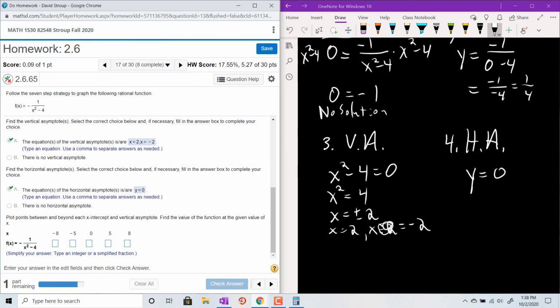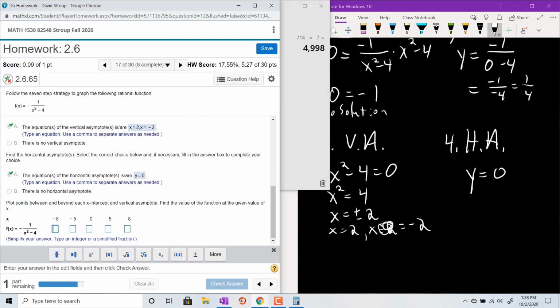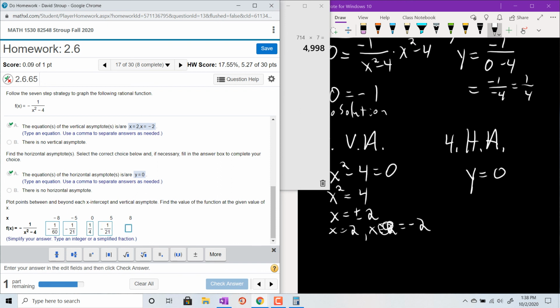Okay. Then they're going to want you to do a bit of a table of values. I'm going to need my calculator to pull this off. So 64 minus 4 is 60, so maybe I don't need my calculator. Okay, so negative 1 over 60. Okay. This will be negative 1 over 25 minus 4 is 21. This will be just 1 over 4. This should be the same as negative 5 because it's even. 1 over 21. Same for this guy. Negative 1 over 60.